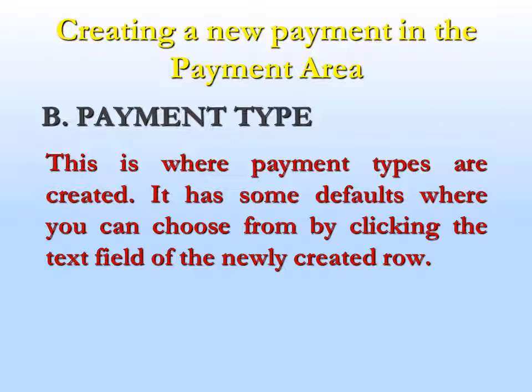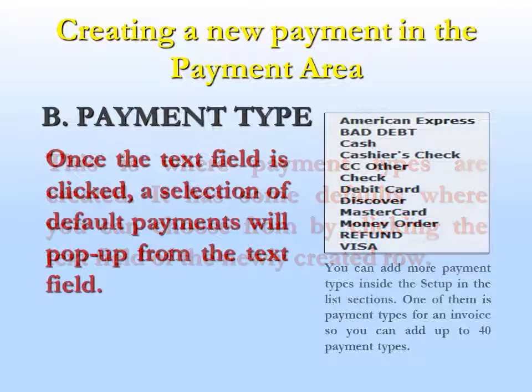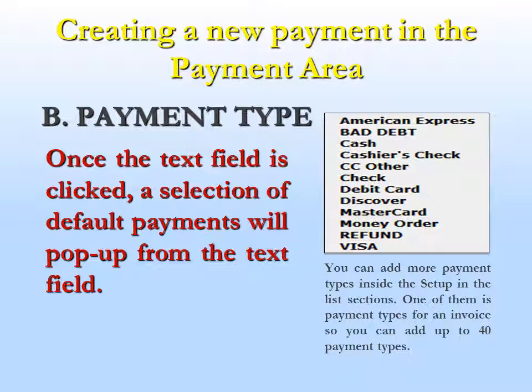Payment type. This is where payment types are created. It has some defaults where you can choose from by clicking the text field of the newly created row. Once the text field is clicked, a selection of default payments will pop up from the text field.